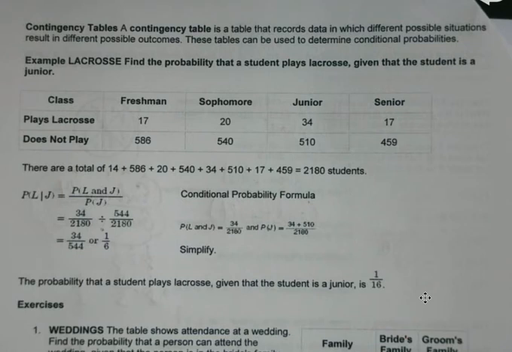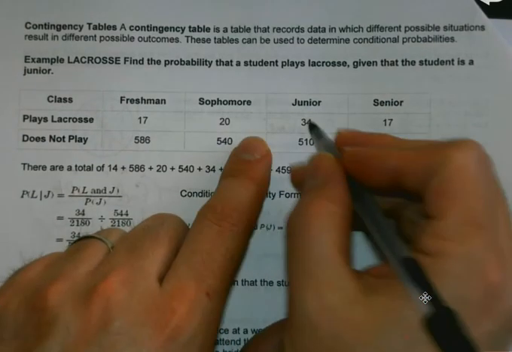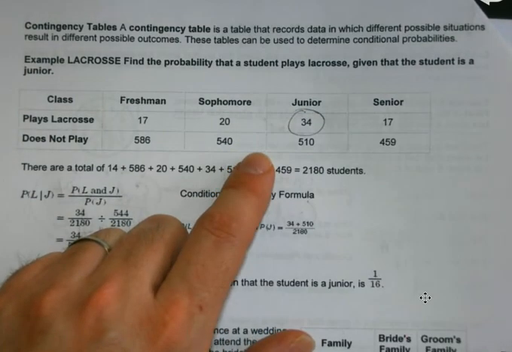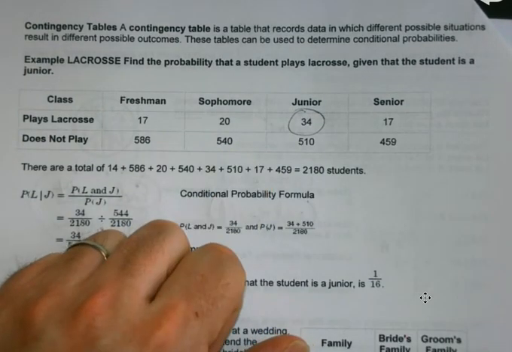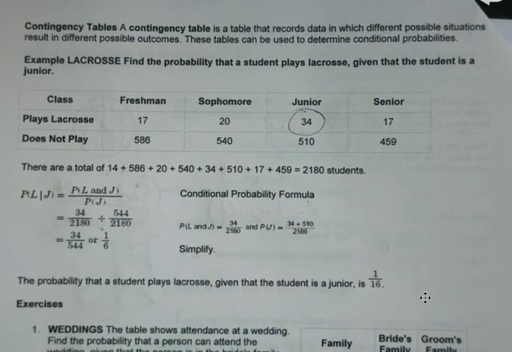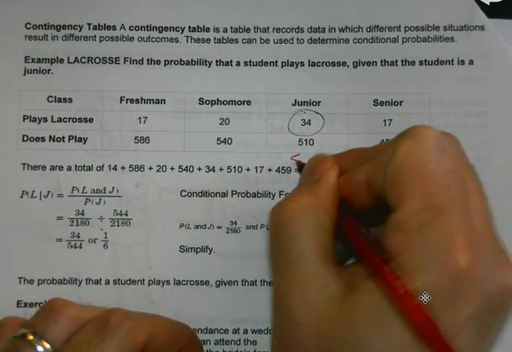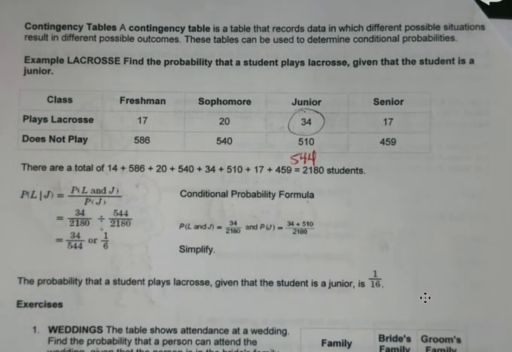So now, again, to me, this is more of a common sense type of thing. I look at this and I'm like, okay, juniors that play lacrosse, there's 34 of them. How many juniors total are there? 5, 10. No. Yes, there's 544 total juniors.